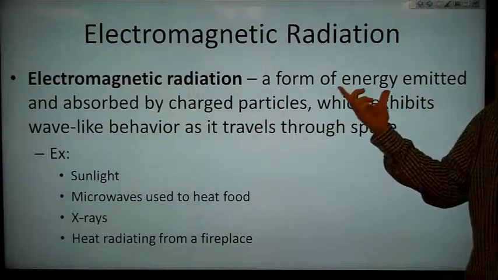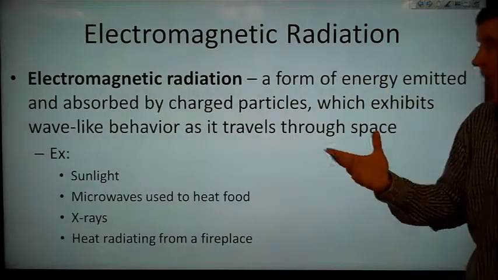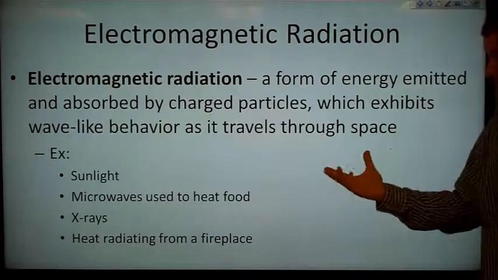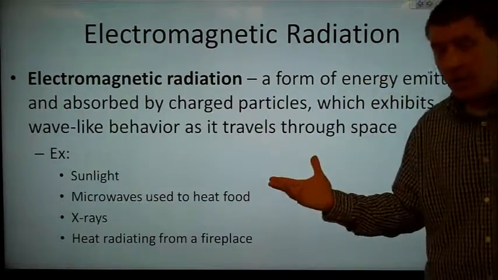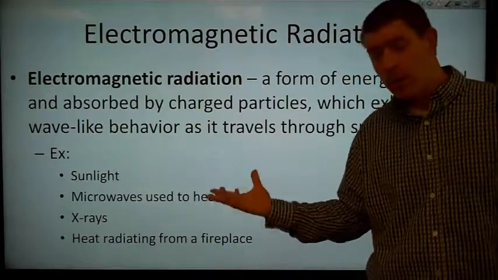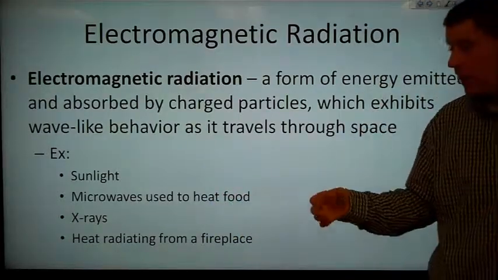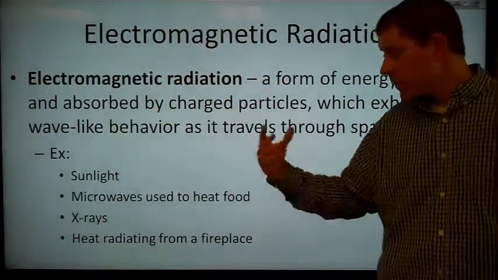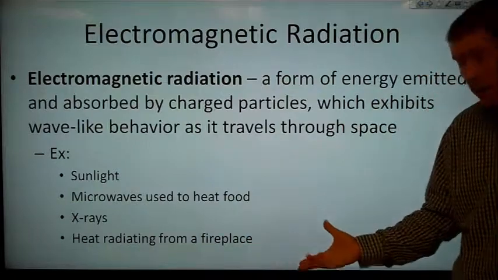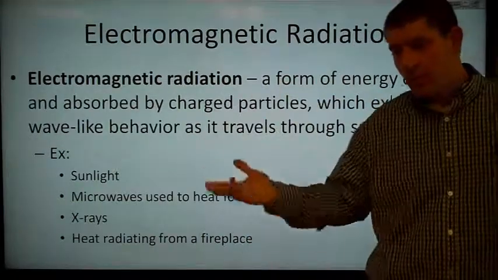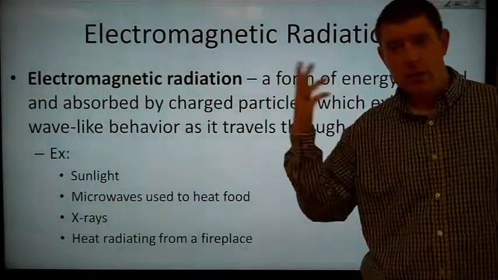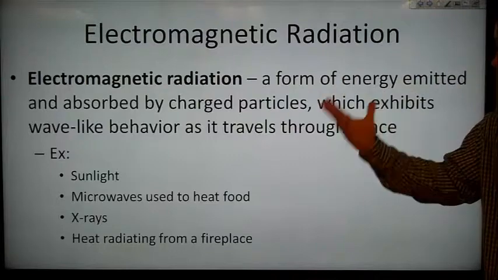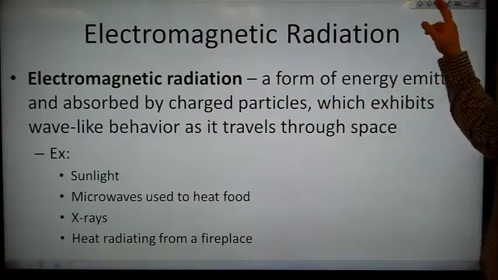So electromagnetic radiation is a form of energy that's emitted and absorbed by charged particles, and this exhibits wave-like behavior as it travels through space. So electromagnetic radiation is sunlight, microwaves used to heat food, microwaves used to carry cell phone signals, maybe, X-rays, heat radiating from a fireplace, radio waves that carry television, cell phone signals, Wi-Fi signals. These are all different forms of electromagnetic radiation.